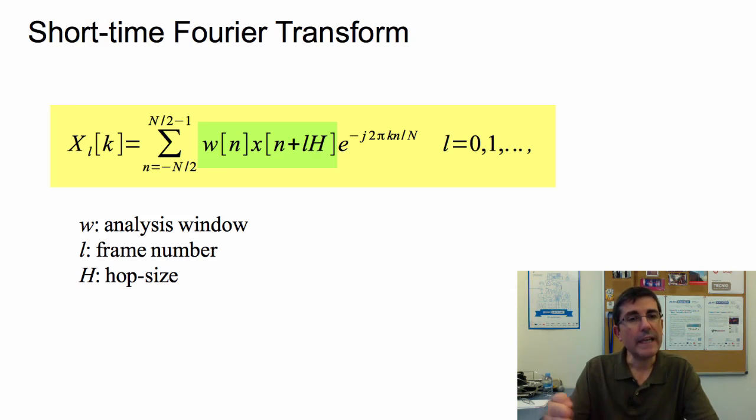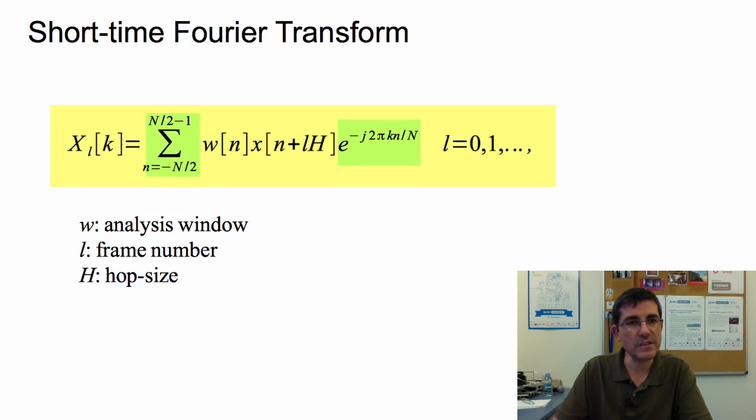So we will be iterating over l. We will be skipping through time this way, and capital H is our hop size, how much we're going to hop from one time instant to the next. So basically x is going to be changing in time according to l and H, and then at every time instant, at every l, it's going to be multiplied by this analysis window w of n. The rest is the DFT.